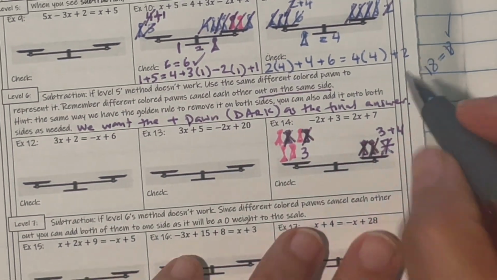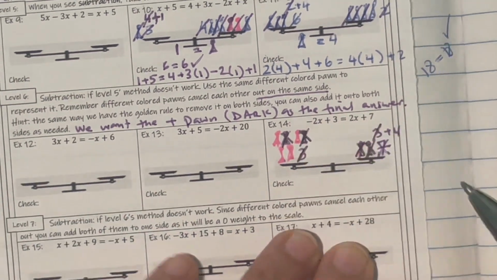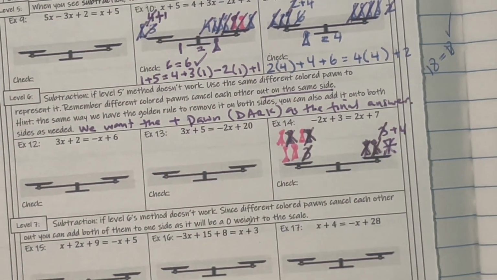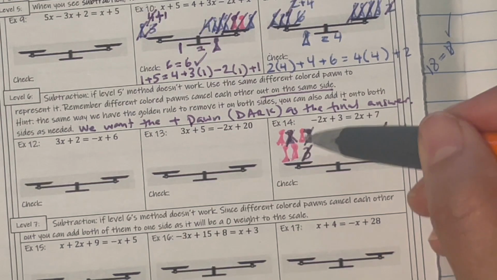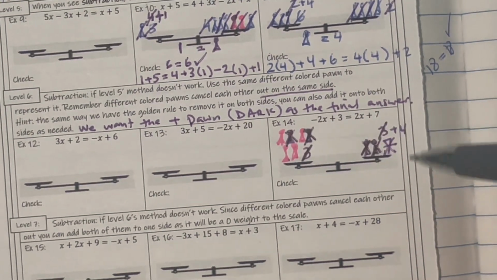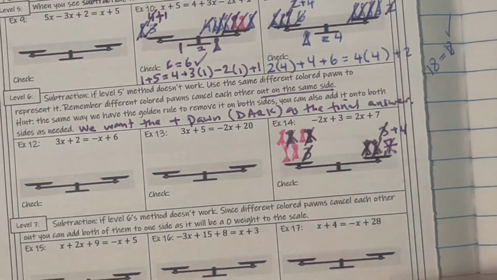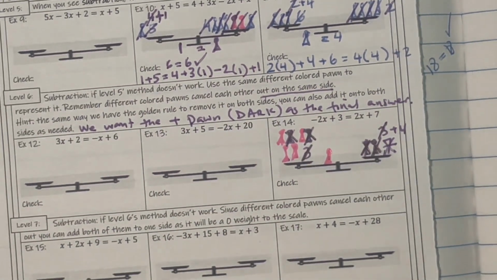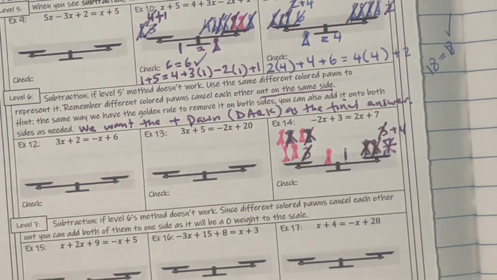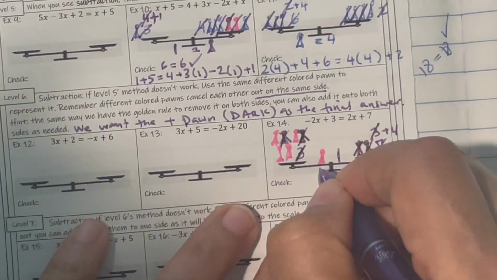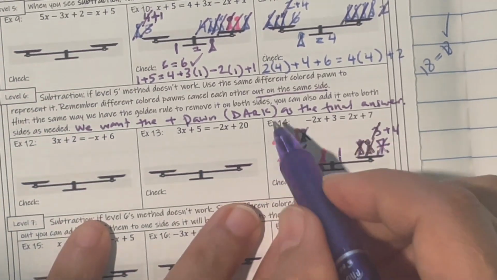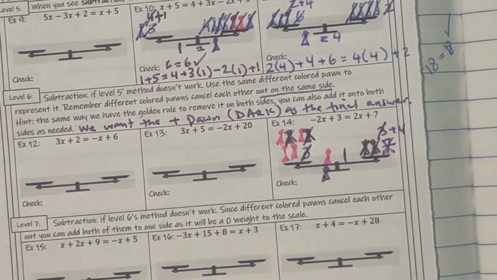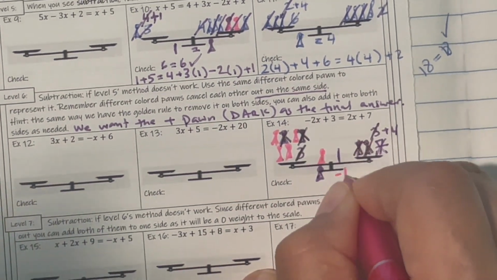Once I do that, I can cross out the 3's on both sides because I've taken out the weights on both sides. So now I have 4 pink is equal to 4. That means each one of those pinks, a pink is equal to a dark 1, which means a dark pawn, because that's the one we want the answer to be, is the opposite. So that's going to be negative 1.